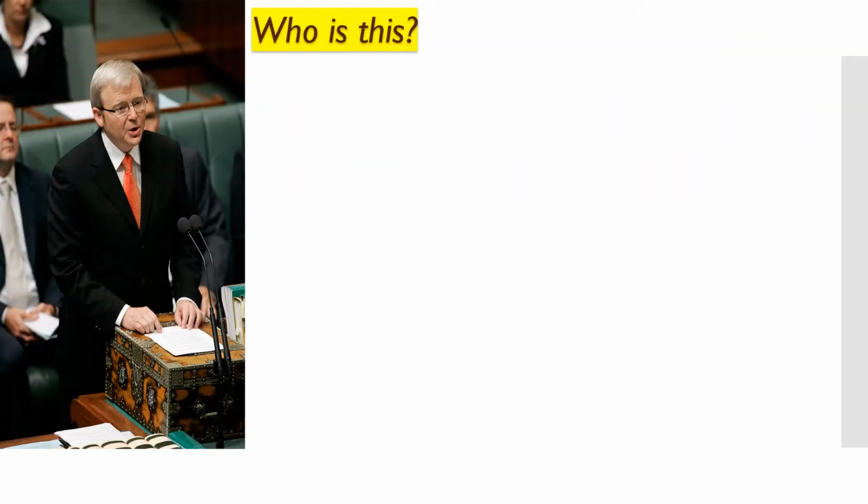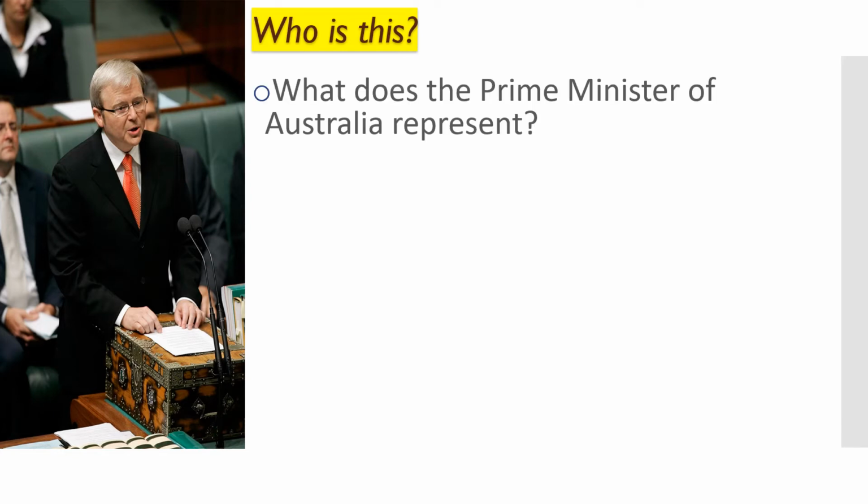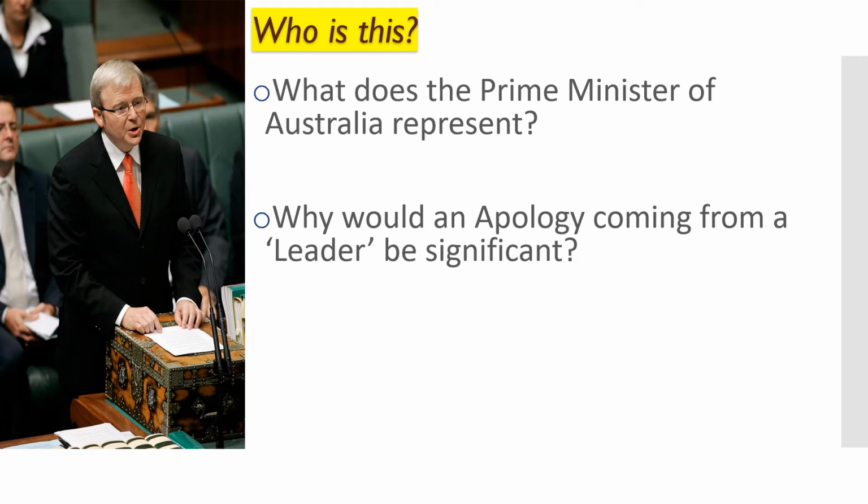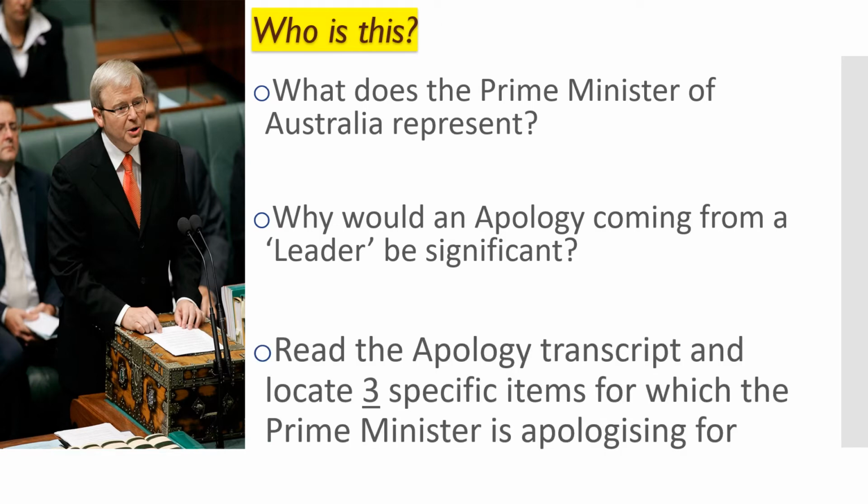Who is this person? That is Kevin Rudd, the Prime Minister. What does the Prime Minister of Australia represent? He represents the state of Australia. He's the leader of Australia, so he represents the voice of Australia. What would be significant about him saying I'm sorry is that the apology from the leader is on behalf of all of Australia. Now you read the actual apology and identify three items, the three quotes that you'll be able to use from the Prime Minister that Australia is apologizing for.